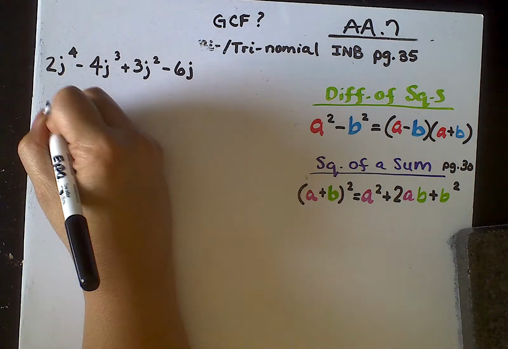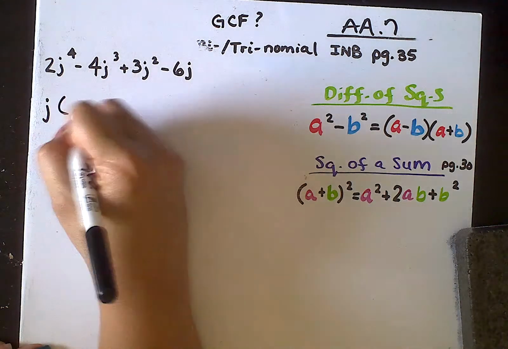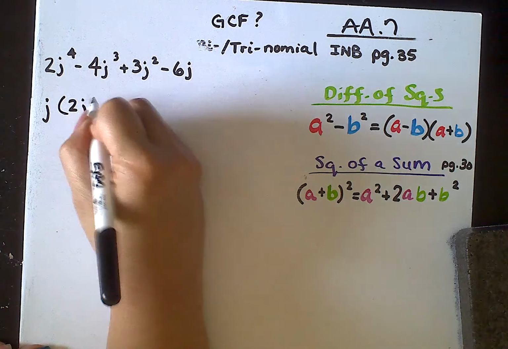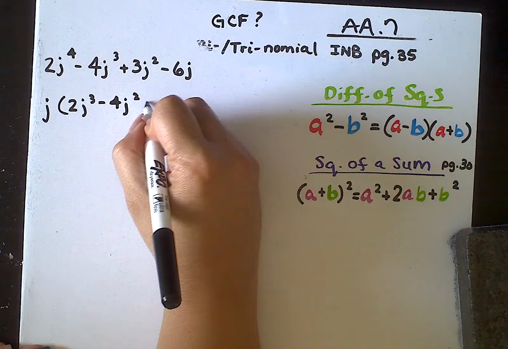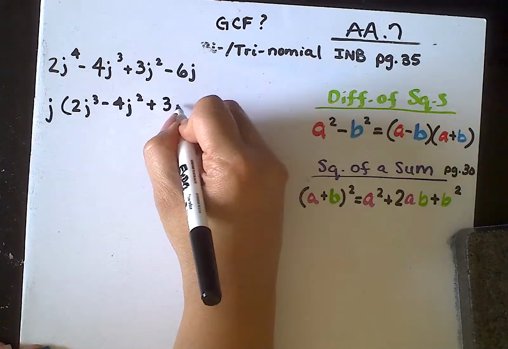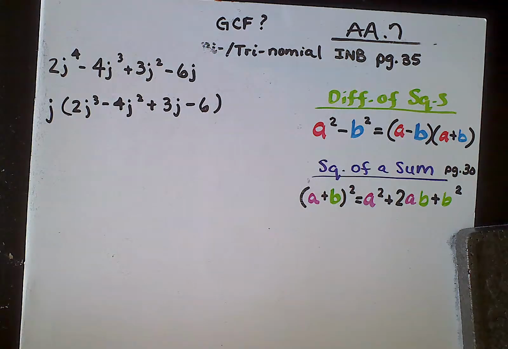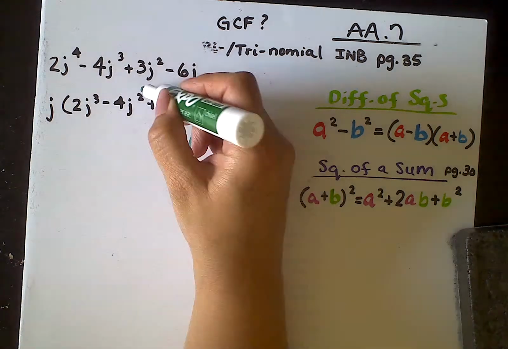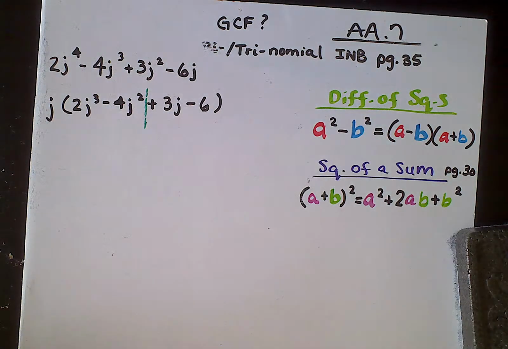So I could take out the j, and then that leaves me with 2j cubed minus 4j squared plus 3j minus 6. So here we go. Finally, we got to a problem that you wanted. Now, they are in descending exponential order, and they no longer have a GCF. So I can go ahead and start factoring.